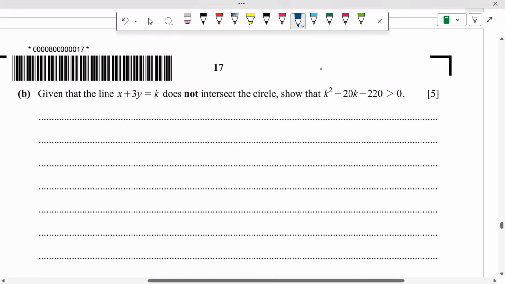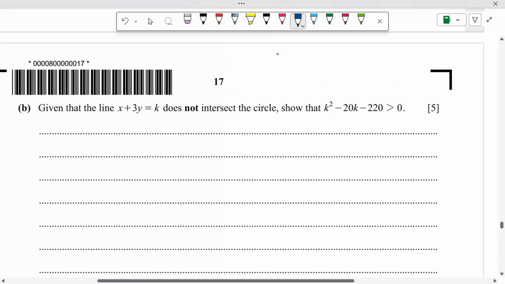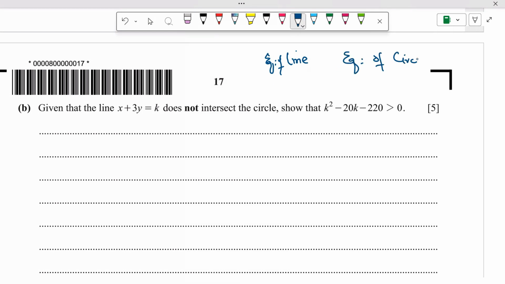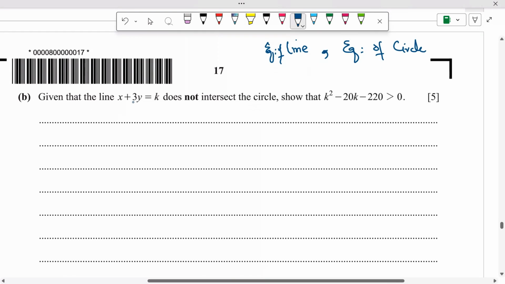First thing we should know is that if we have two equations, one is the equation of a line and the other is the equation of a circle, and we solve them simultaneously, we will get the intersecting point. If we don't find any real solution, we can say that they don't intersect. So we try to solve them simultaneously.